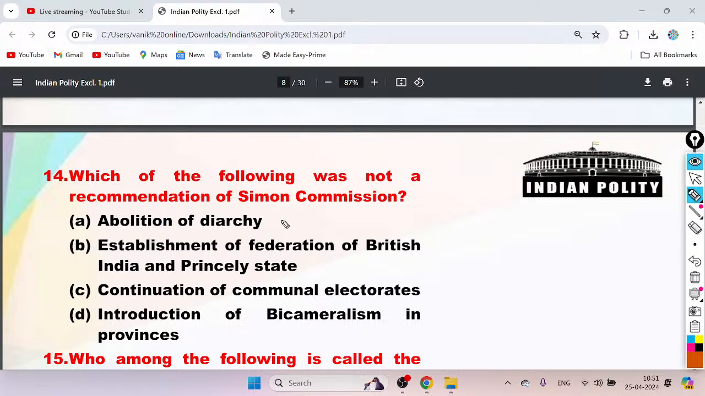The Simon Commission recommended abolition of diarchy. It also recommended establishment of a Federation of British India and Princely States. It also favored continuation of the communal electoral system, but introduction of bicameralism in the provinces was not a recommendation. You can say the answer is D.